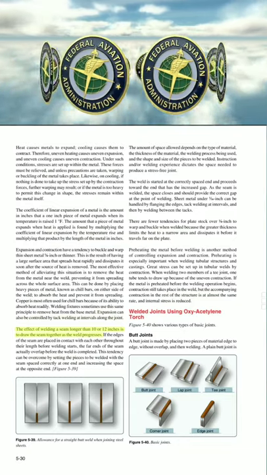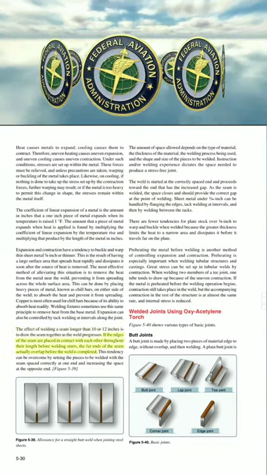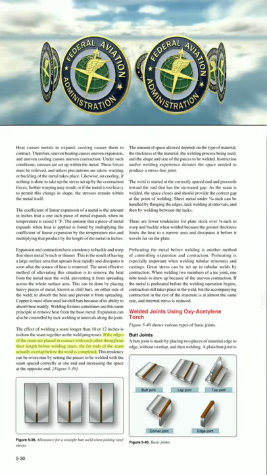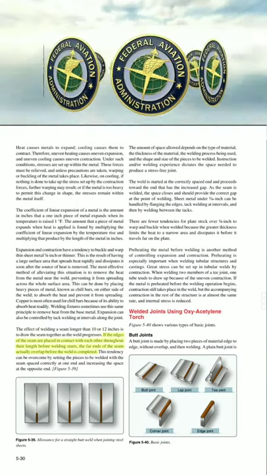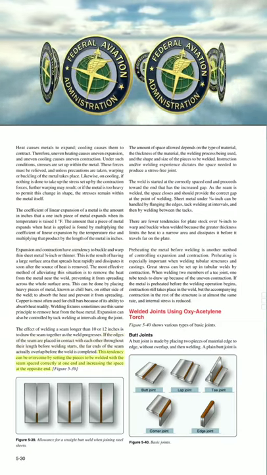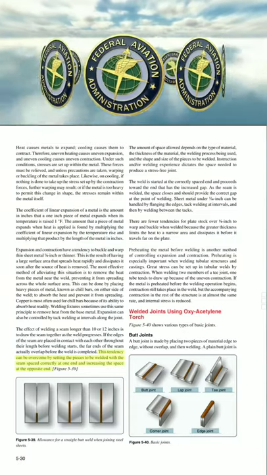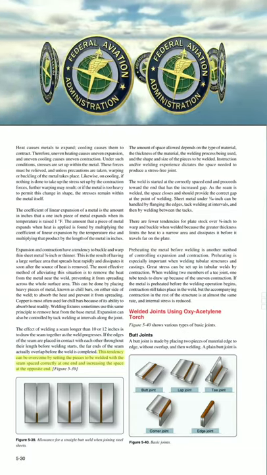The effect of welding a seam longer than 10 or 12 inches is to draw the seam together as the weld progresses. If the edges of the seam are placed in contact with each other throughout their length before welding starts, the far ends of the seam actually overlap before the weld is completed. This tendency can be overcome by setting the pieces to be welded with the seam spaced correctly at one end and increasing the space at the opposite end.